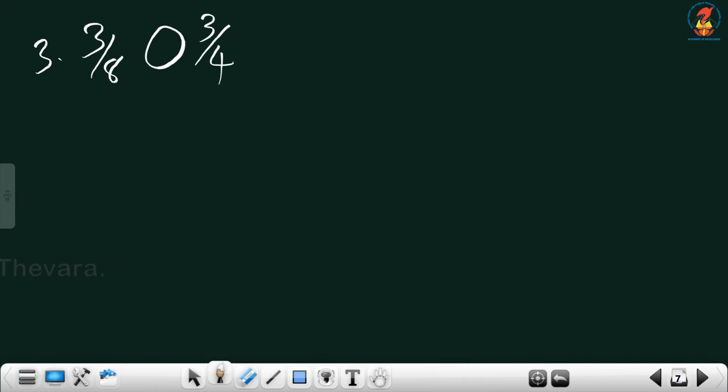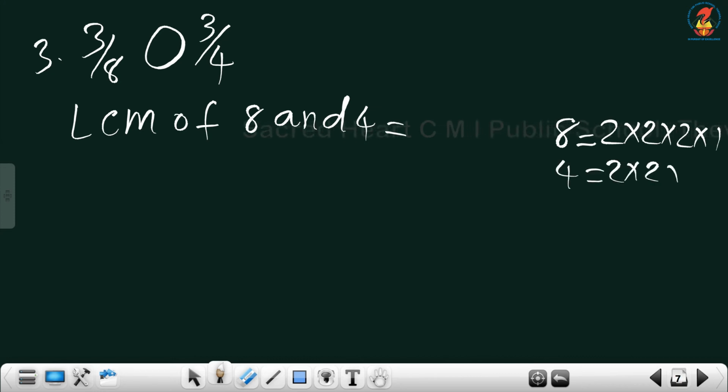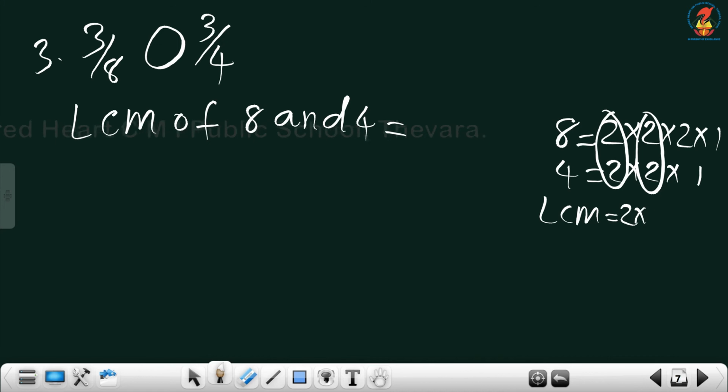3 by 8 and 3 by 4. First we need to find the LCM of 8 and 4. 8 equals what? 2 into 2 into 2 into 1, the factors only. And 4 equals 2 into 2 into 1. The common factors are this 2 and this 2. The LCM is what? 2 into 2 into 2 into 1. That is 8. Okay. After that, I need to change both the denominators into the LCM.